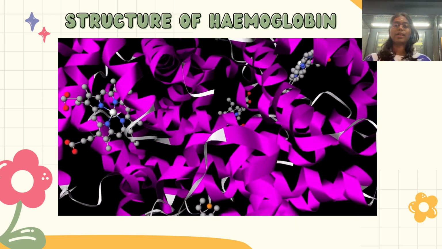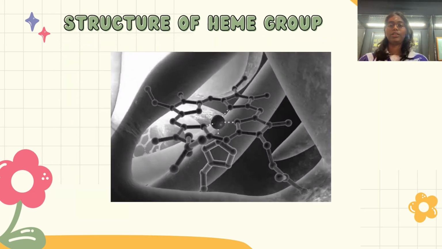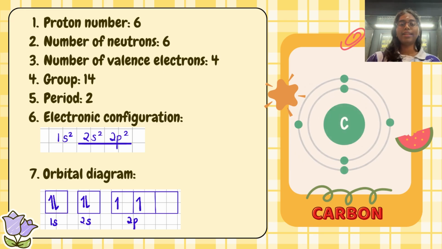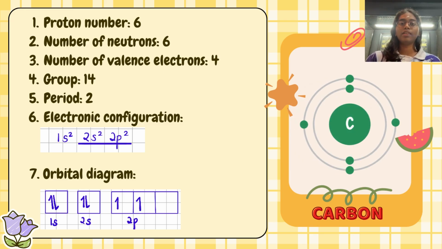Here in this video, we can see there are 4 subunits. This figure over here shows the structure of the heme group. The heme group is made up of 5 main atoms, which are carbon, iron, oxygen, nitrogen, and hydrogen. There are also covalent bonds and dative bonds present in the structure of heme. The dative bond found between the central iron atom and the nitrogen surrounding it is also known as the iron porphyrin bond.